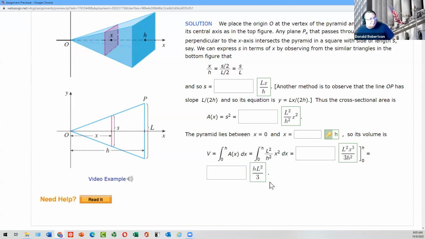Okay, so basically we're finding the area of that square, and then using that to get the volume of the shape. Because there's a formula that says the volume of a shape is the integral of its cross-section function, dx.